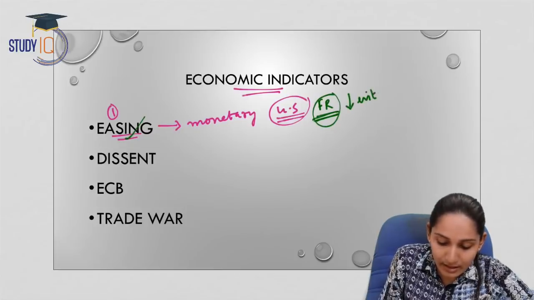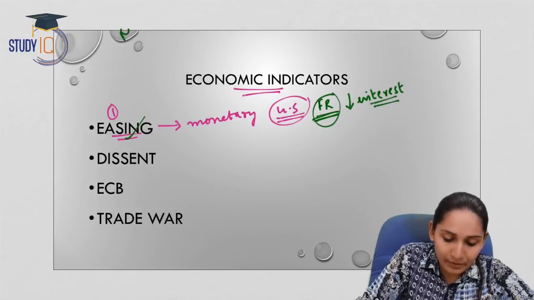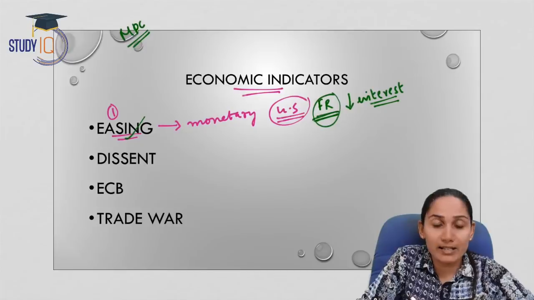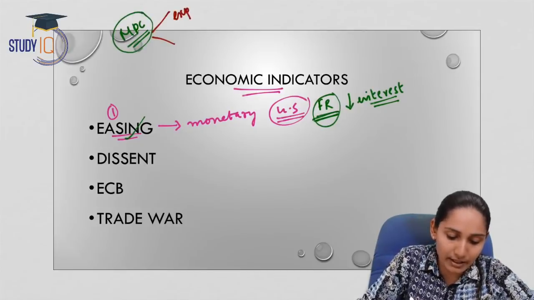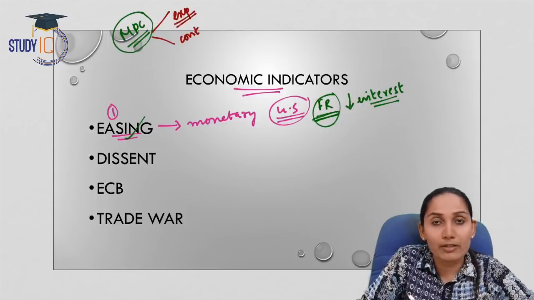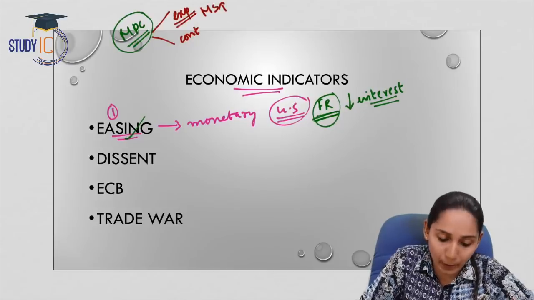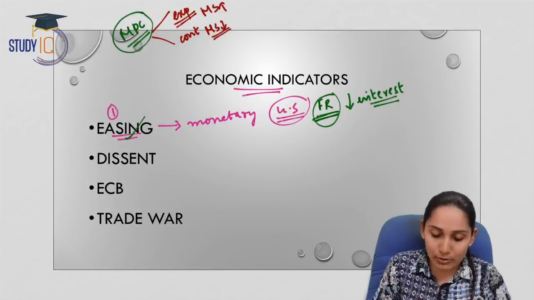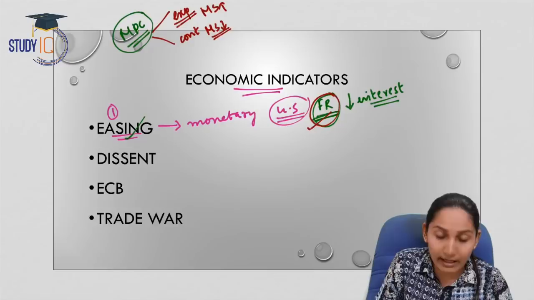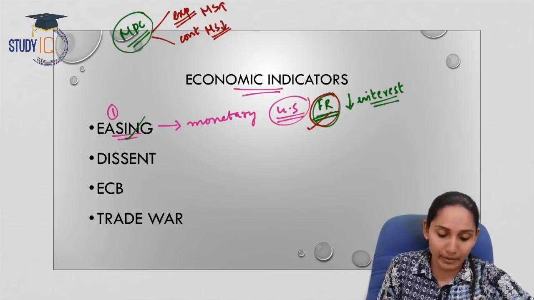down the interest rates. Similarly, in India, we have the Monetary Policy Committee, which is responsible for adopting monetary policy. It can be either expansionary or contractionary in nature. By expansionary monetary policy, what we mean is an increase in the money supply. By contractionary monetary policy, we mean a decrease in the money supply. Likewise, in the US also, their central bank, the Federal Reserve, adopts expansionary and contractionary monetary policy.